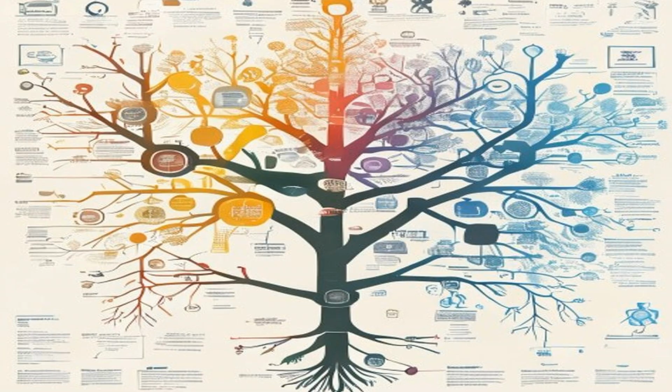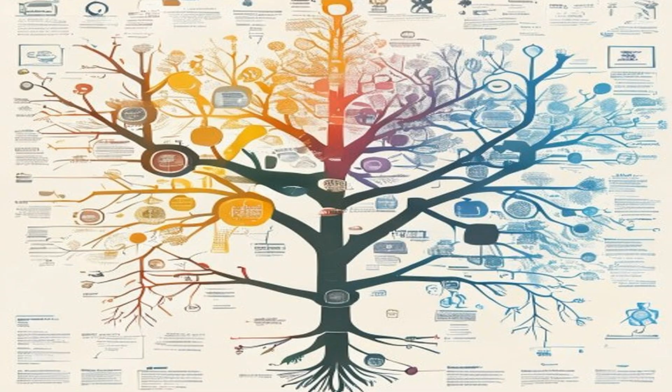Second, unsupervised learning. Here, you have unlabeled data and the algorithm must find patterns on its own. It's like being given a box of mixed puzzle pieces and figuring out which ones belong together. Common uses include customer segmentation and anomaly detection.